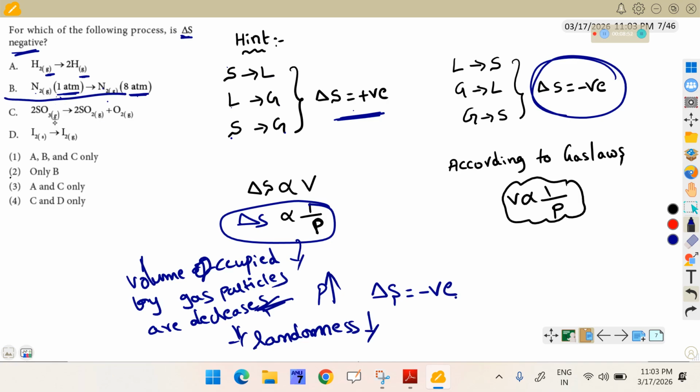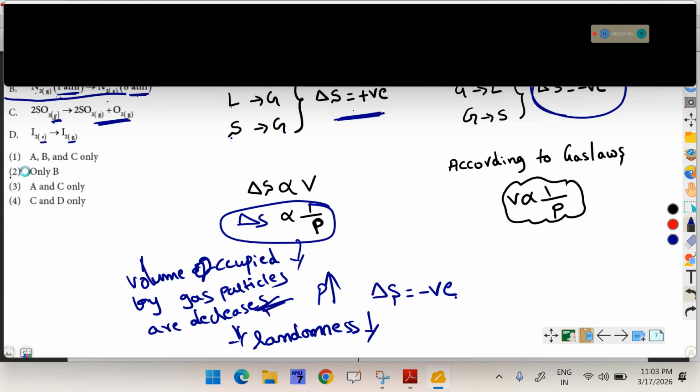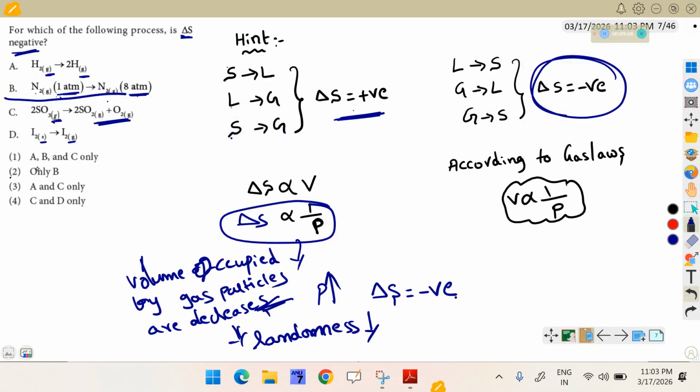C, left to right, the number of moles of gas particles increases. Solid is converted to gas. Only delta S is negative in case of the B option. So the second option is the correct option.